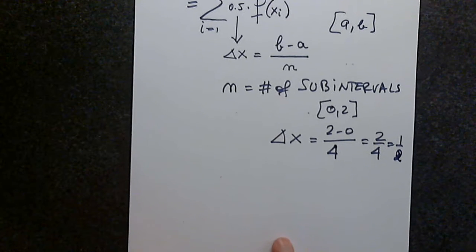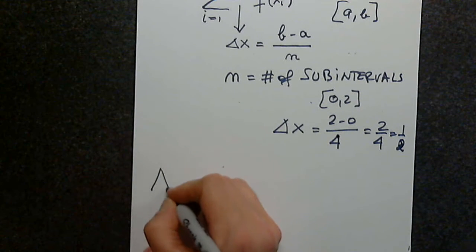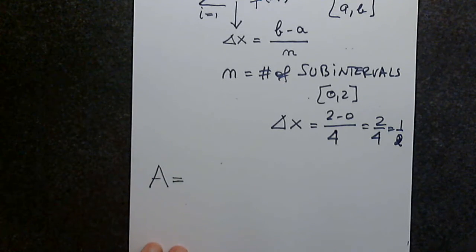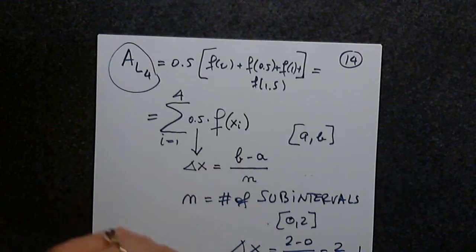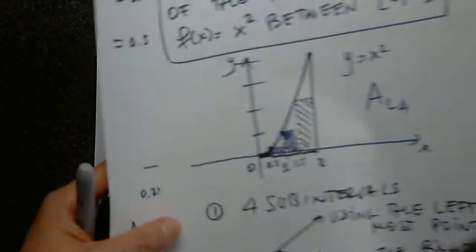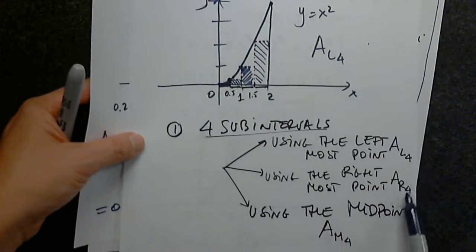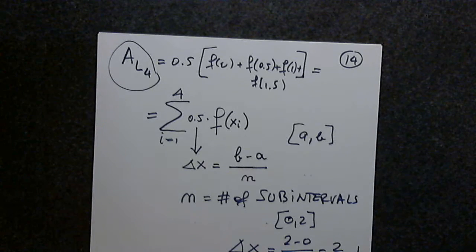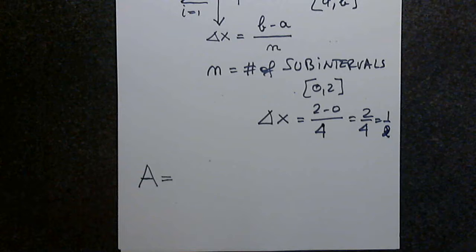Okay, our next step. This time I don't want approximation. I want to write the area is. This was an approximation of the area. All the previous ones, everything we've done, this is an approximation. We used 4 subintervals, and we determined this, this, and this. They were all approximations. But this time, I want to find the exact area.